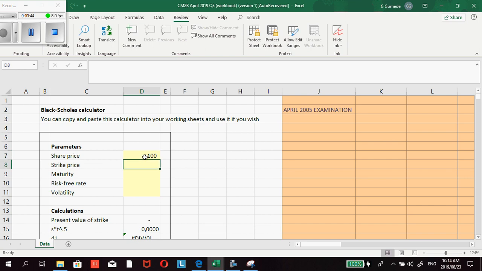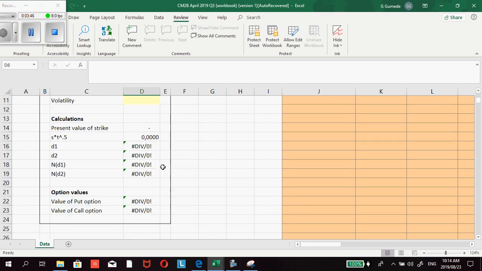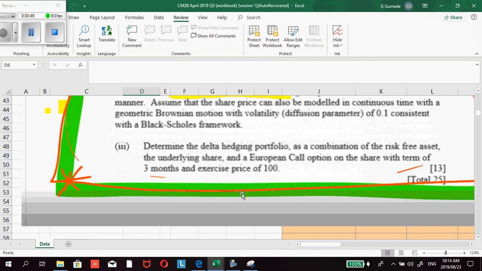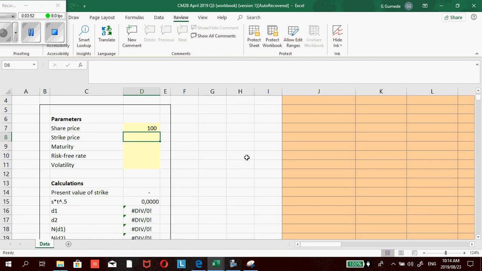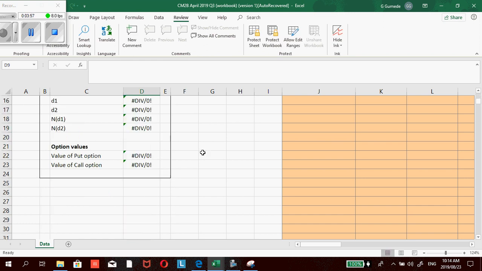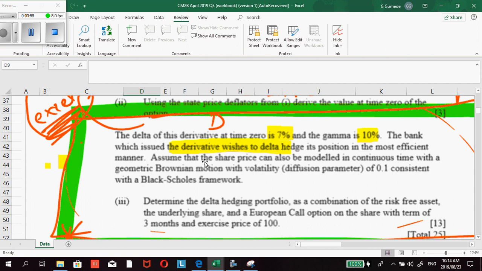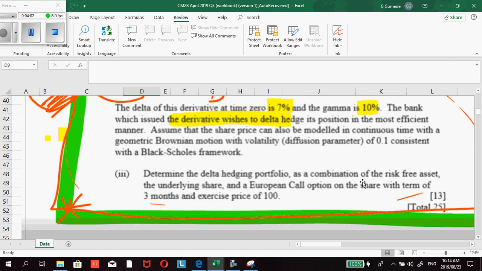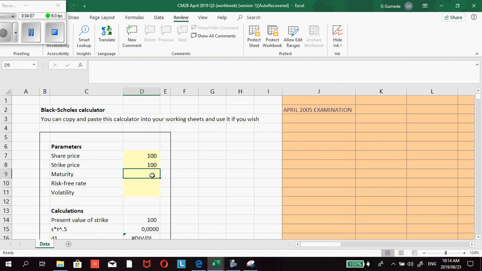So I'm going to put in 100. The strike price, the examiner just told me that the strike price of the call option is 100. So I'm going to come here and put 100. The maturity time, now they are saying with term of 3 months. Okay, so your maturity, you're going to put 3. Remember, I did explain this to you. You can put here 3 for 3 months as long as your risk-free rate will also be in months.